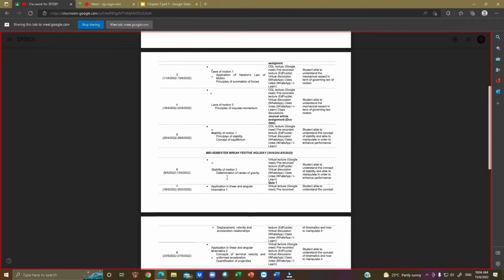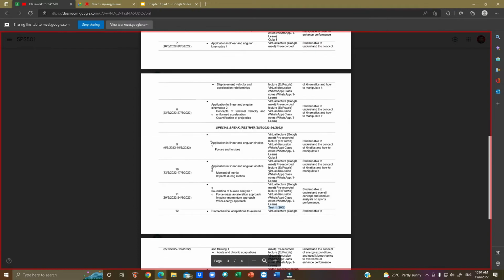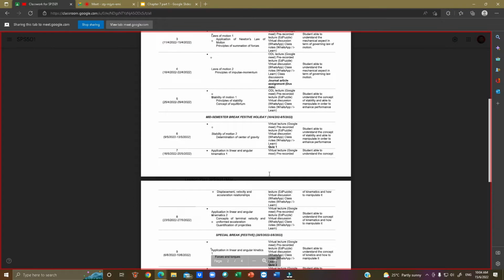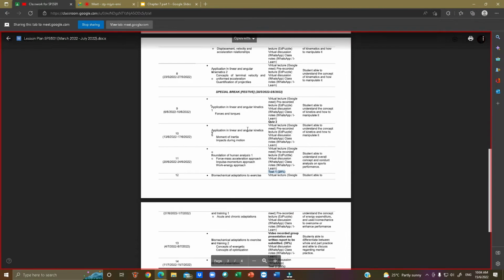topic for test 1. But if there are changes, I'm going to let you know later, and it will be conducted next week. Okay, since it is a test 1, I'm yet to get the question. Most of the time, test 1 will consist of objective and also some subjective question where you need to do calculation or a simple essay. Itu yang pertama. Test 1 next week. So please read up until stability of motion.